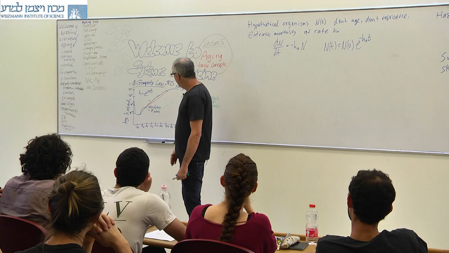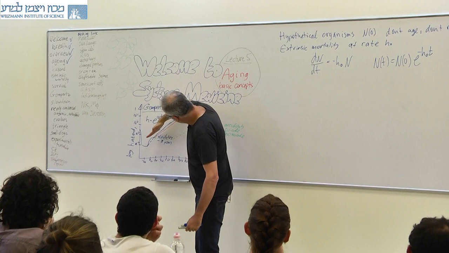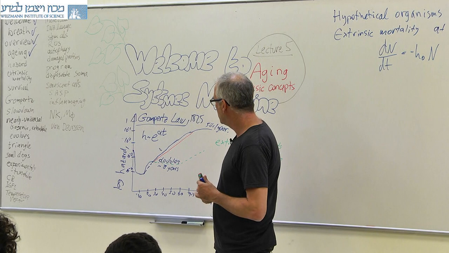So extrinsic mortality difference, but the slope doesn't differ very much. Sometimes you get curved. So that's the Gompertz law.